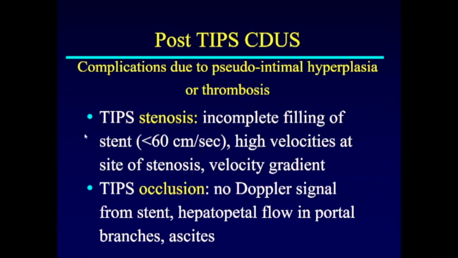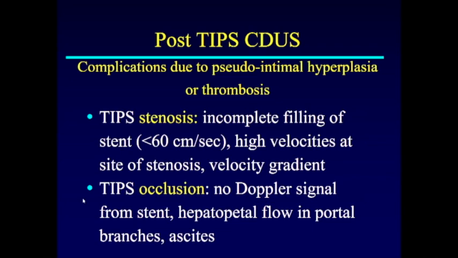And usually if you have TIPS stenosis, you will see incomplete filling of the stent and decrease in the velocities. People have usually agreed upon if it's less than 60 centimeters per second, if you see high velocities at the site of stenosis, and if there is a velocity gradient across the shunt of greater than 60 centimeters per second, that's indicative of stenosis.